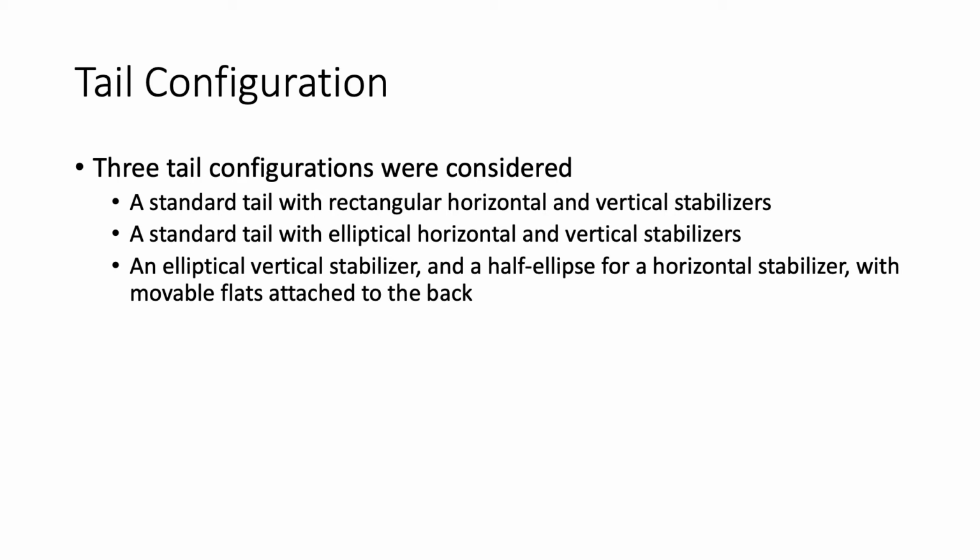For tail configurations, 3 tail configurations were considered: a standard tail with rectangular horizontal and vertical stabilizers, a standard tail with elliptical horizontal and vertical stabilizers, and an elliptical tail stabilizer with a half ellipse for the horizontal stabilizer, with movable flaps attached to the back.